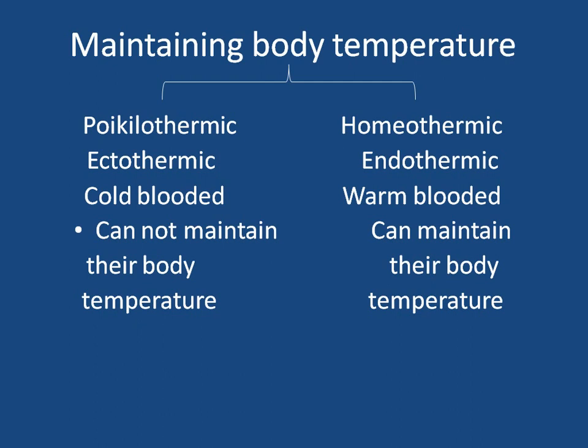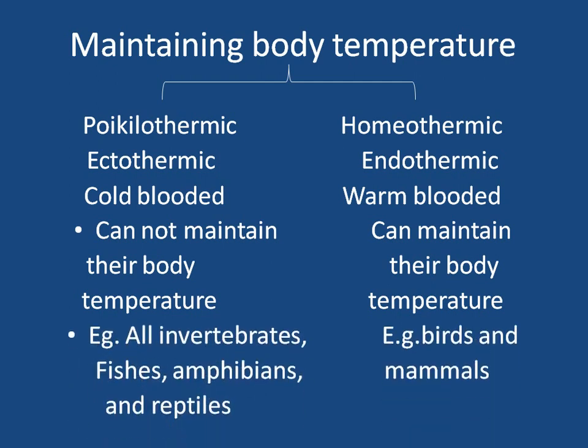So which organisms fall in this category? Under poikilothermic you will have all invertebrates. Invertebrates means lack of vertebral column. Fishes, amphibians, reptiles will also come. These all organisms cannot maintain their body temperature. While in homeothermy you have birds and mammals. These are the groups of animals which can maintain their body temperature.